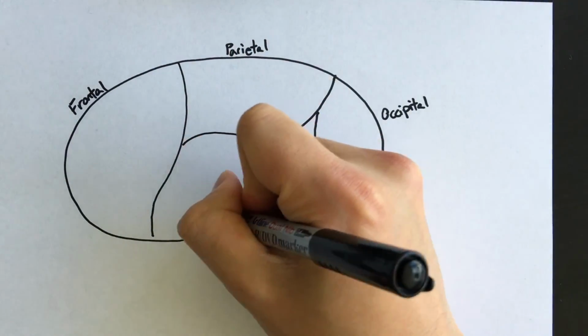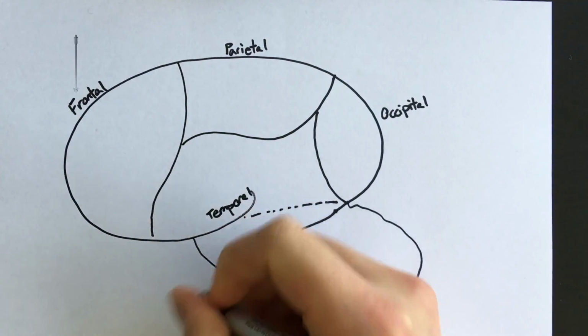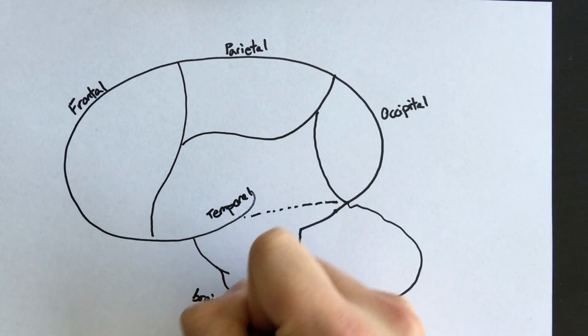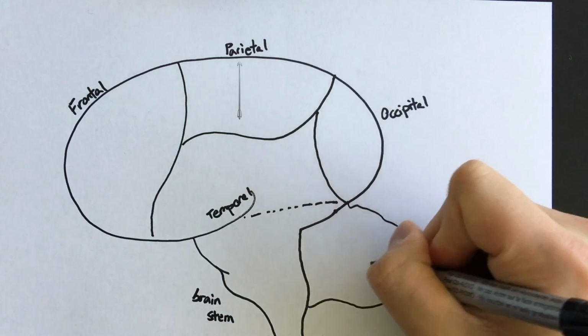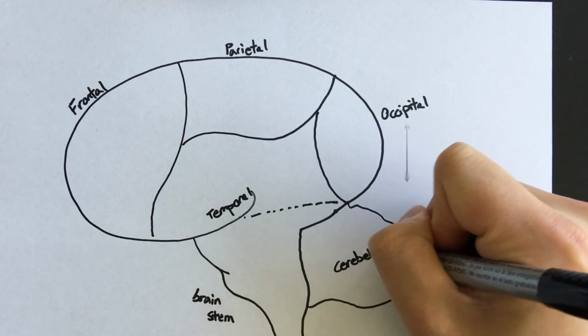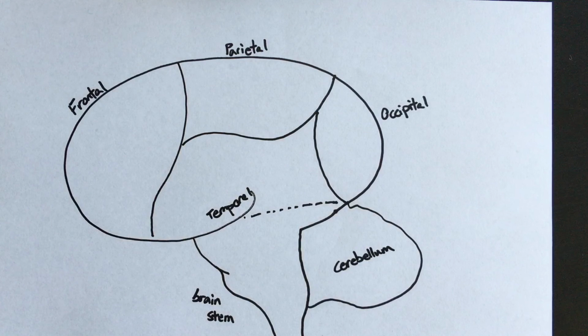We have the frontal lobe, where reasoning, planning, and higher levels of cortical function occur, the parietal, which is associated with movement and orientation, the occipital, for visual processing, and temporal lobes, for auditory processing, speech, and memory.